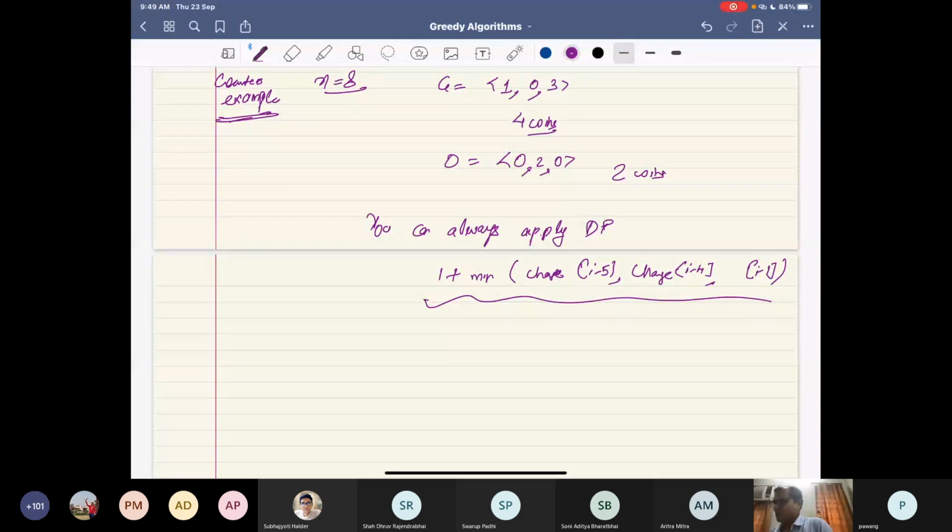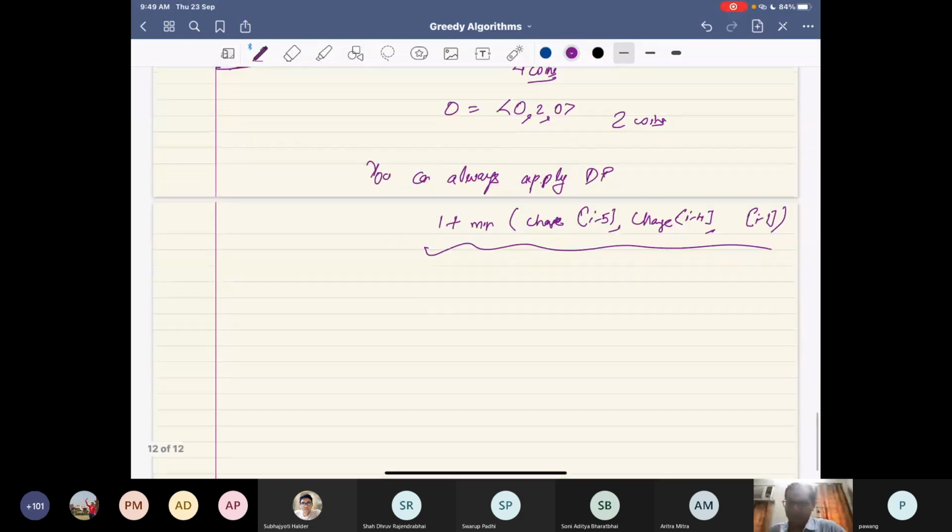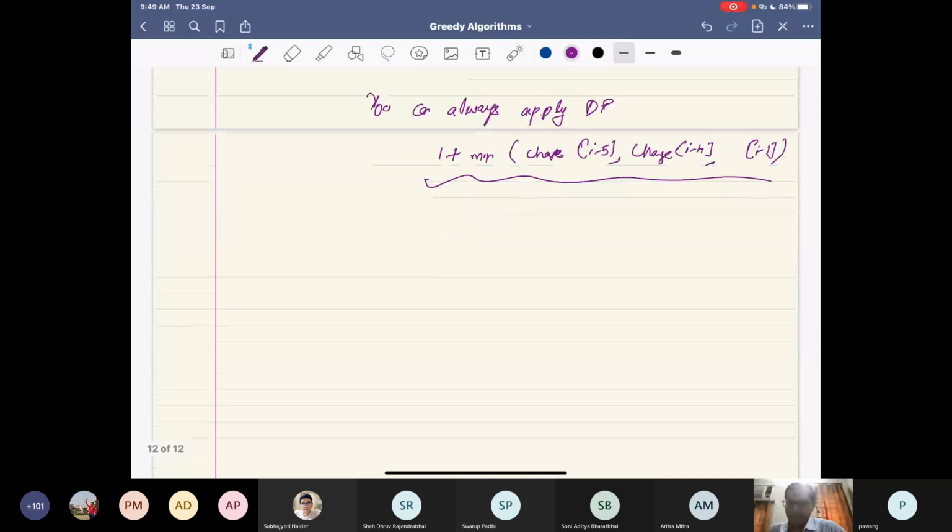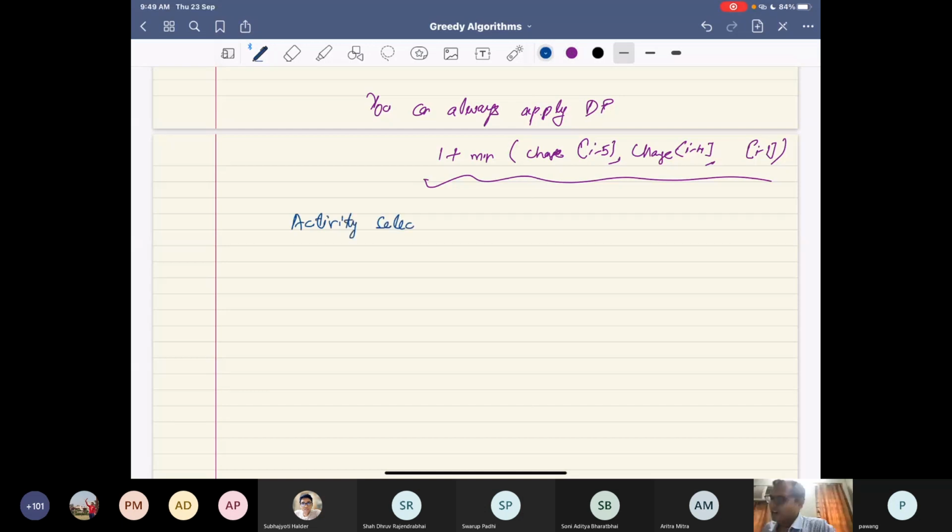We found a problem for which the greedy approach works, and another problem for which the greedy approach does not work. Now let's move to something that is more like a standard problem we generally start with for greedy, and that is called the activity selection problem. Okay, what is the activity selection problem?